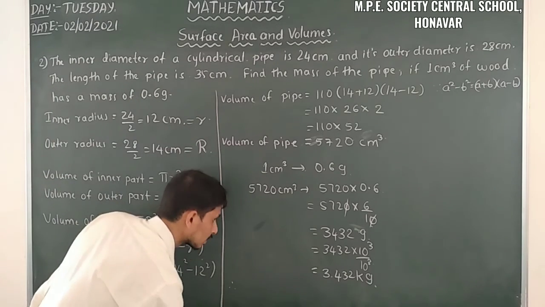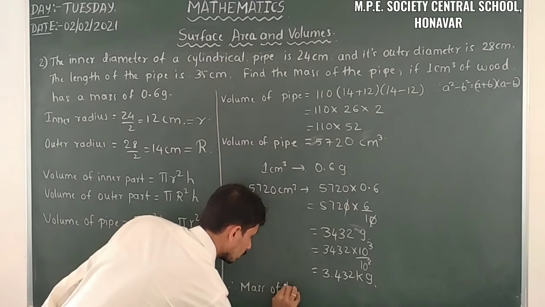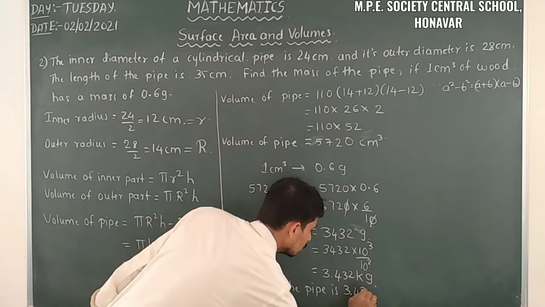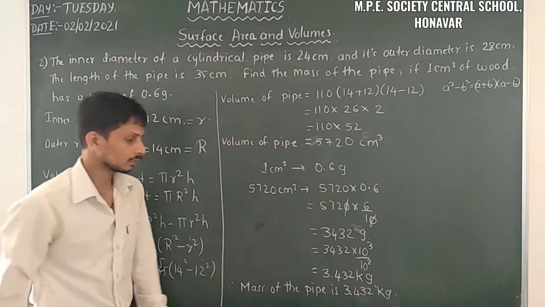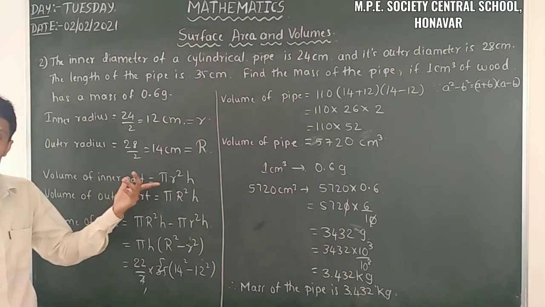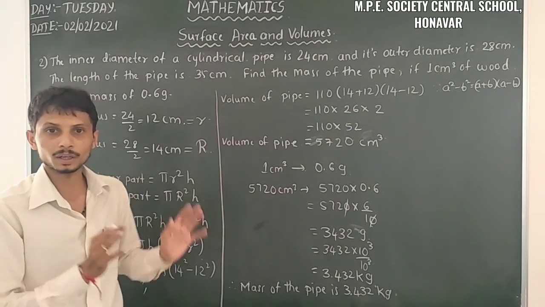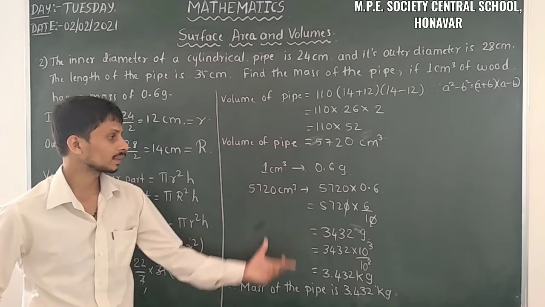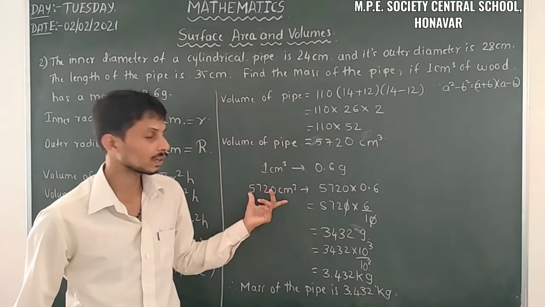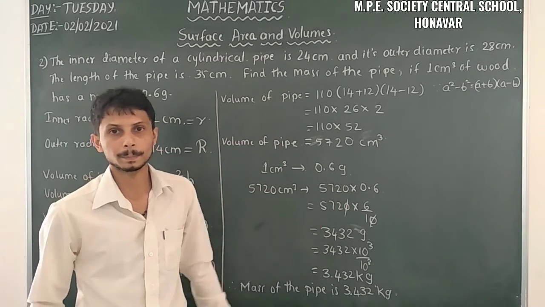Therefore, the mass of the pipe is 3.432 kg. So we have the answer. Let us just observe. Firstly, we have the inner radius and outer radius, and using that we find the volume of the inner part and the outer part. We subtract the volume of the inner part from the volume of the outer part to get the volume of the pipe, and then using the relation that 1 centimeter cube has 0.6 gram, we find the total mass of the cylindrical pipe.